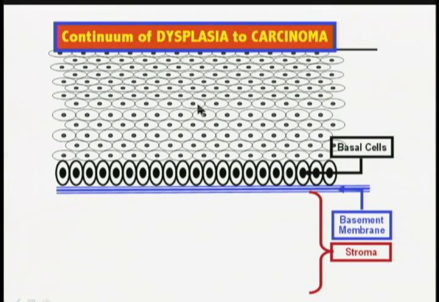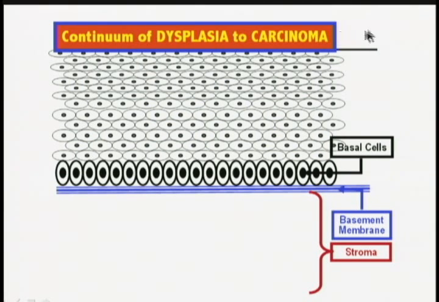Let's look at what is CIN. CIN stands for cervical intraepithelial lesion. Here we have the epithelium. These are the basal cells, which are normal. These are the more mature stratified squamous cells. This is our basement membrane, and below that is the stroma.